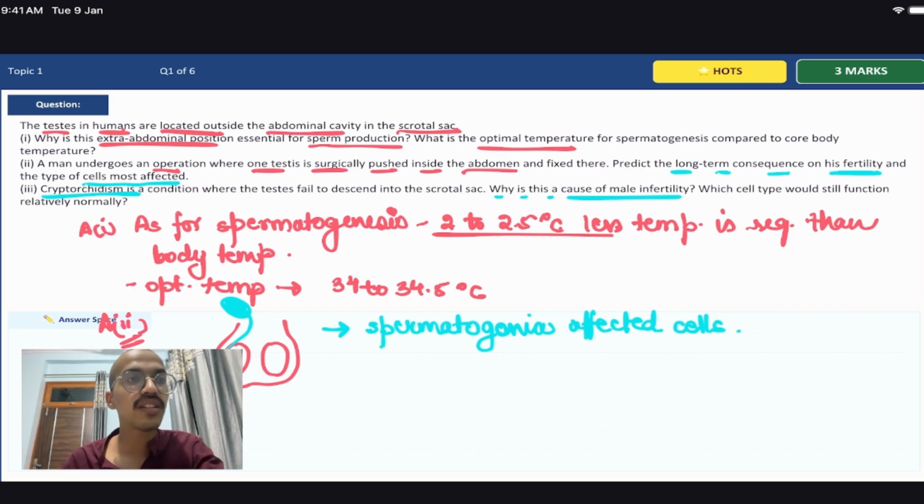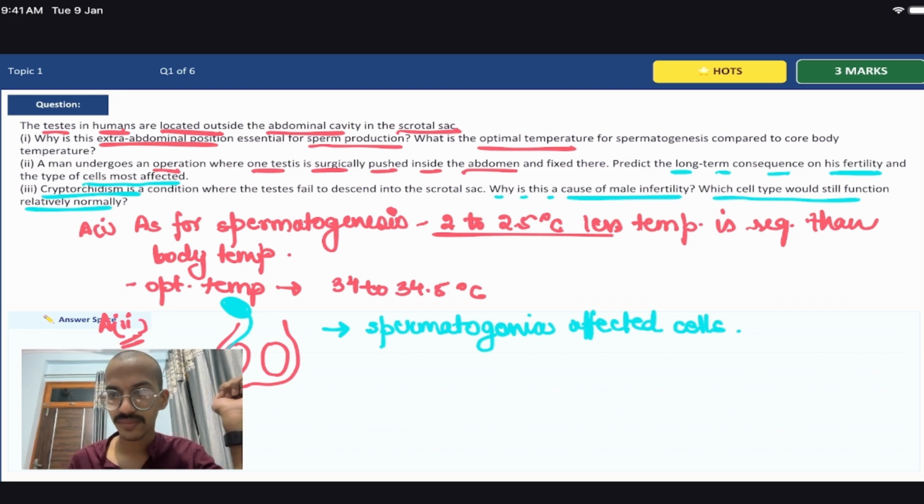The major reason for infertility is that the suitable temperature is not present, because the temperature would be 37 degrees Celsius inside, whereas the temperature required would be 34.5 degrees, close to that. What type of cell would still be functional and relatively normal? Your Leydig cells, the interstitial cells, will be functional. These cells would be working comfortably, meaning testosterone will be produced. Only the sperm formation won't happen.